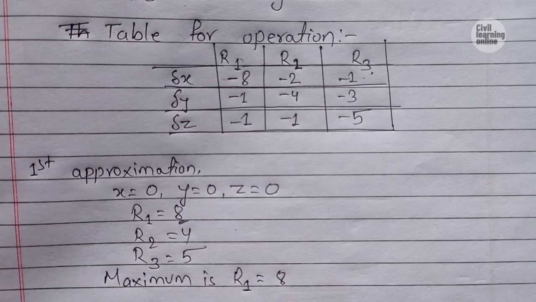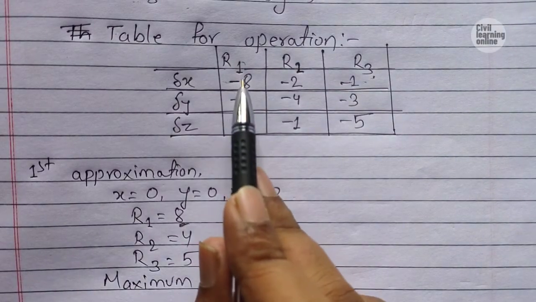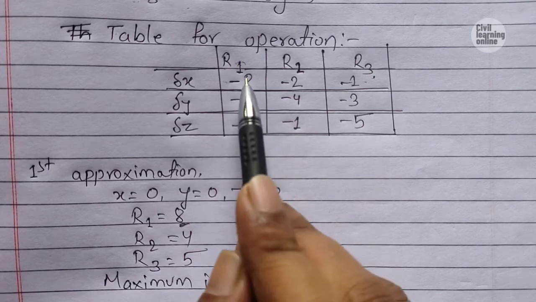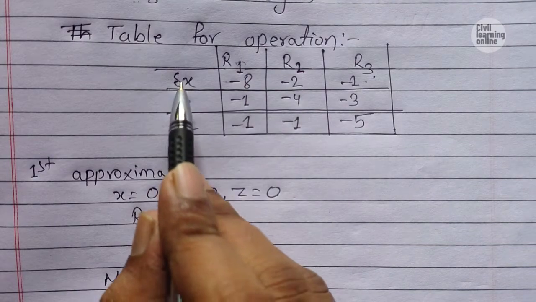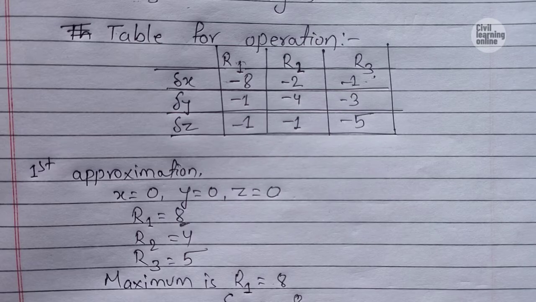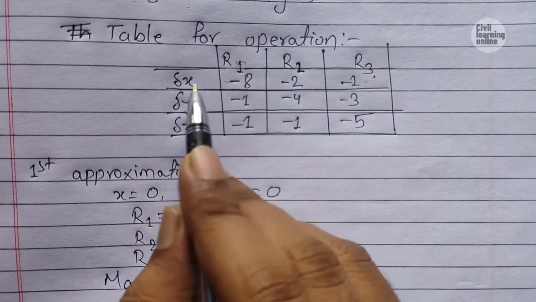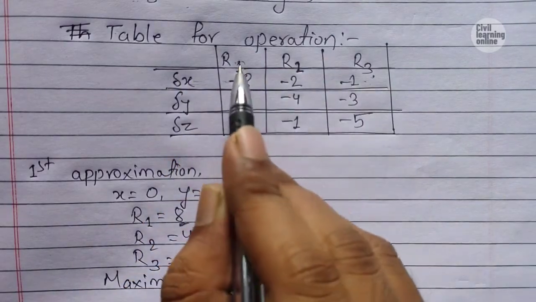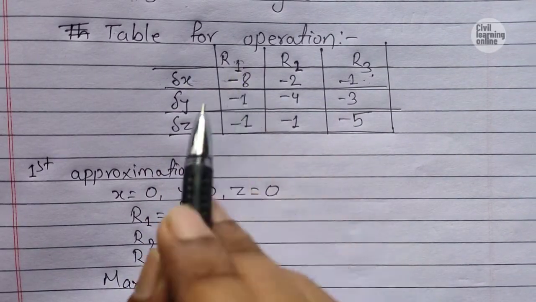Now we need to find the value of del x, because in r1 the coefficient of x is greatest. In r1 the coefficient of x is greatest, so we need to find del x. For calculating del x, we have to divide this r1 by the negative value of the greatest value in this row. This is the del x row and this is the r1 column. So in the del x row, the maximum value is 8.